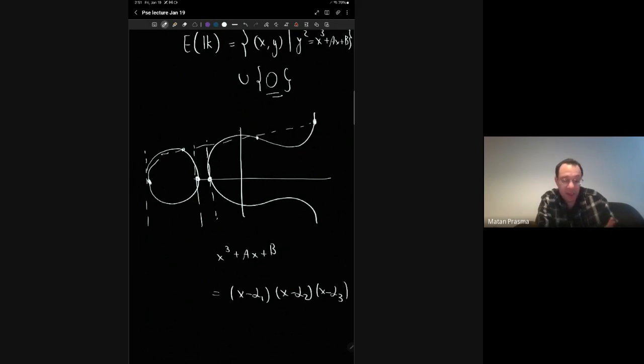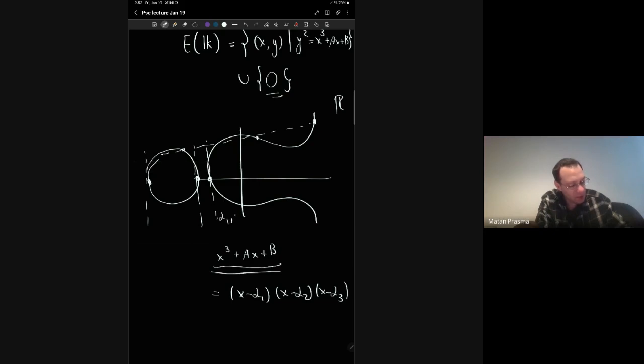You know, this is over the algebraic closure. In this drawing over R, sometimes we have the circle and sometimes we don't have the circle. This depends on how many roots of the polynomial x cubed plus ax plus b are over the real numbers, and not just over the complex numbers.